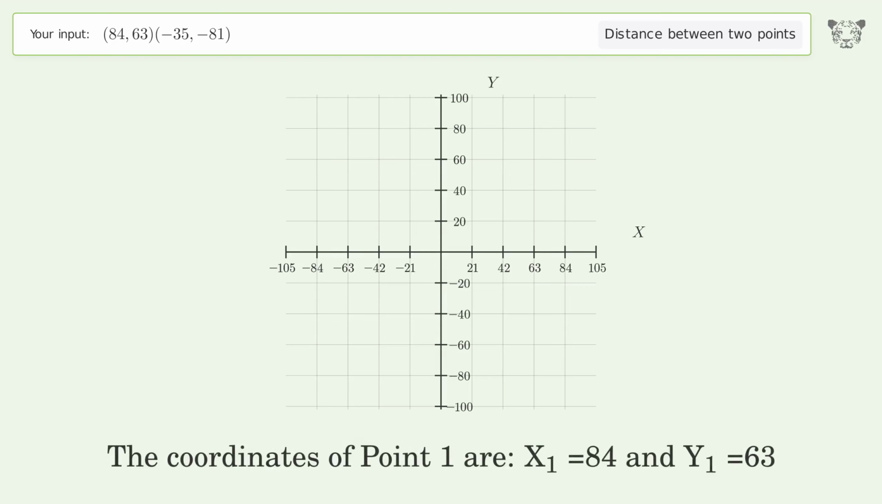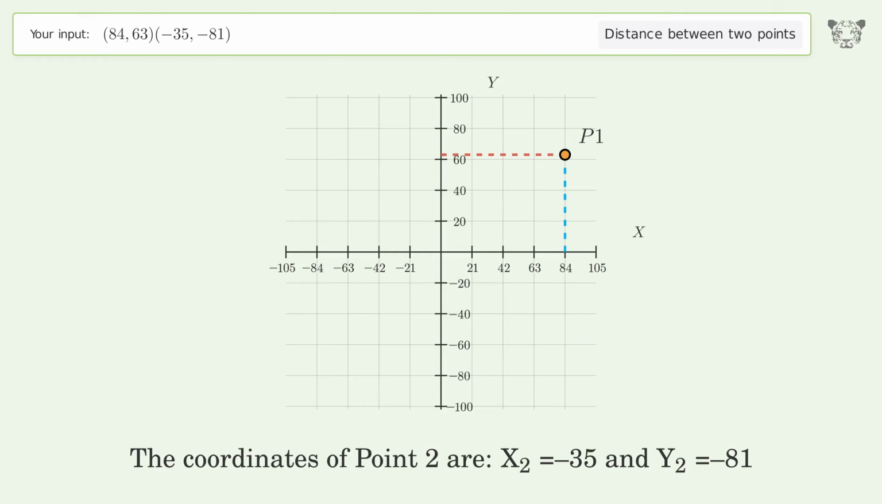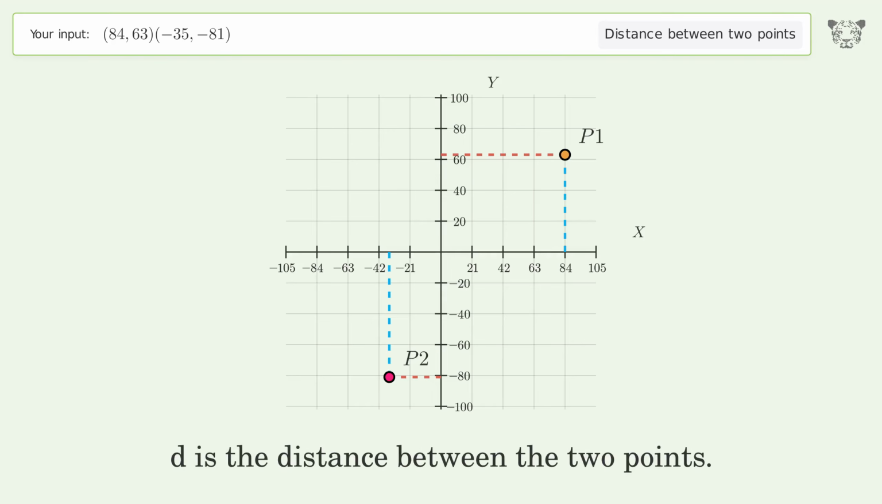The coordinates of point 1 are x1 equals 84 and y1 equals 63. The coordinates of point 2 are x2 equals negative 35 and y2 equals negative 81. D is the distance between the 2 points.